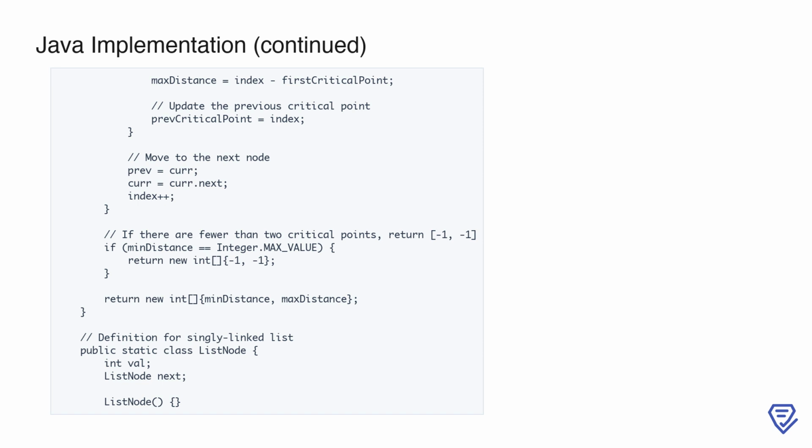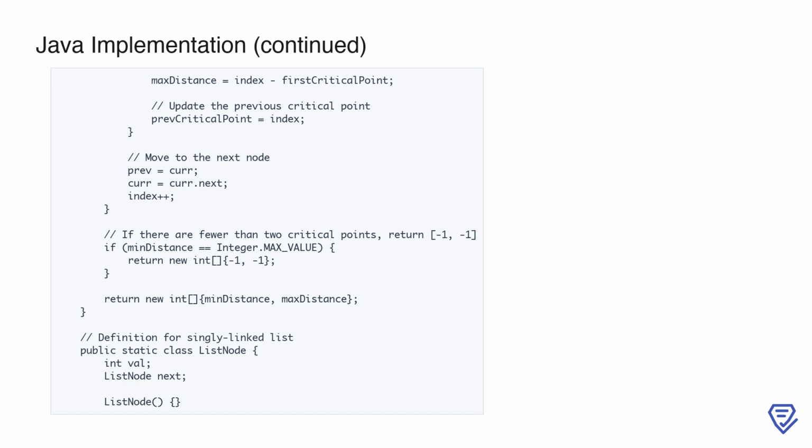To keep tracking subsequent critical points, we update prev critical point to the current index before moving forward in the list. After processing the current node, we advance our pointers by setting previous to cur, cur to cur.next, and incrementing the index. This loop continues until we traverse the entire list. Once we exit the loop, we check if there were fewer than 2 critical points by verifying if min distance is still equal to Integer.MAX_VALUE.